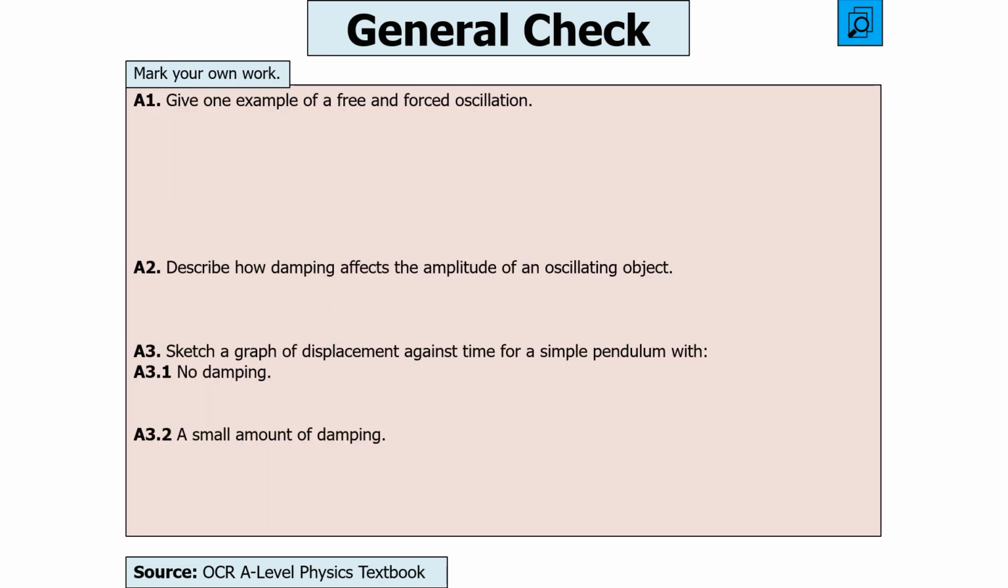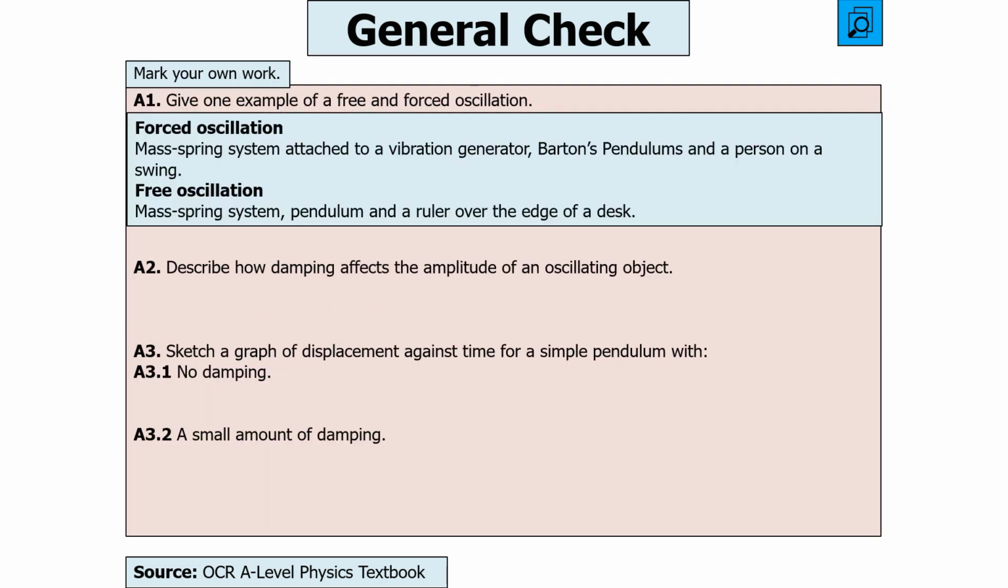Right, so a forced oscillator is when you've got something driving the oscillation. It could be a mass spring system attached to a vibration generator, Barton's pendulums, or a person on a swing, whilst a free oscillation is something that just oscillates without a driving factor. So it could be a mass spring system, a pendulum, or a ruler oscillating over a desk.